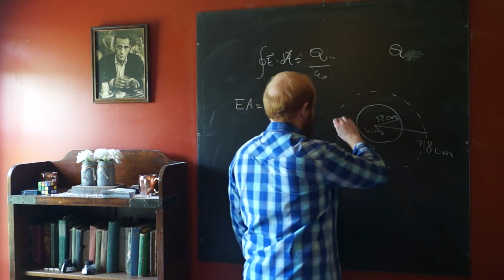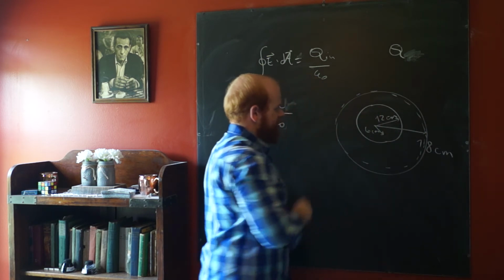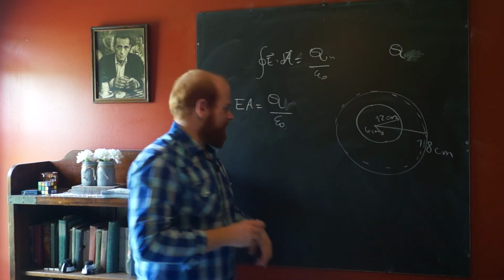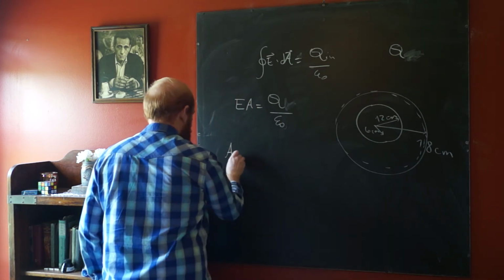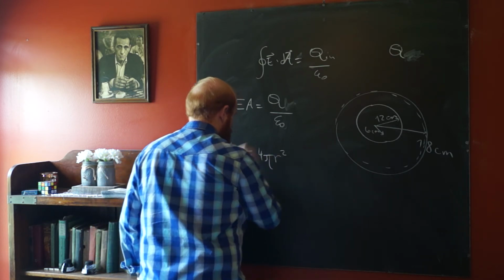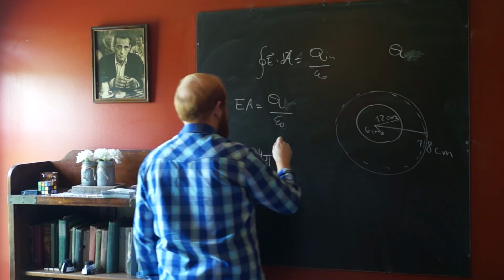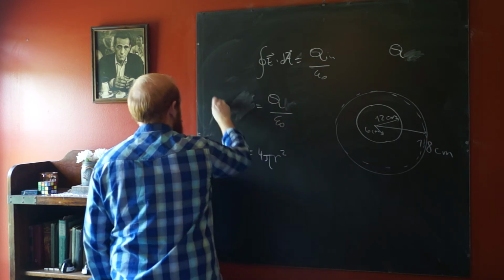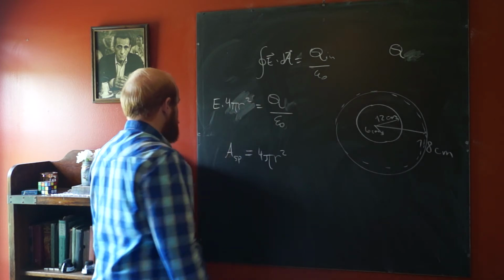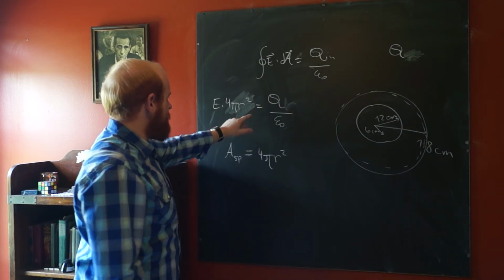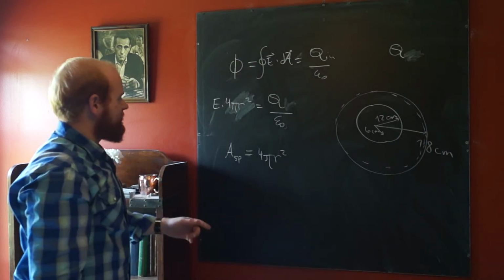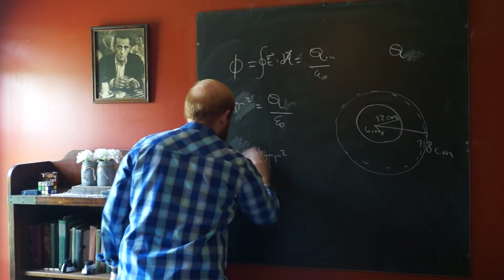So the area that we're looking at is the area of this Gaussian sphere. And if you'll recall, the area of a sphere is 4 times pi r squared. We can go ahead and stick that in here. E times A is E times 4 pi r squared. And so this is the relationship for the total flux that we got from Gauss's law.